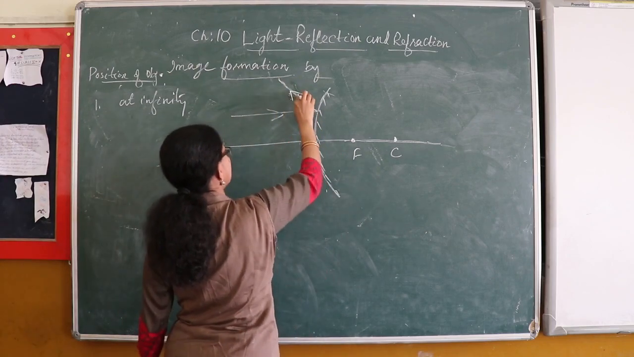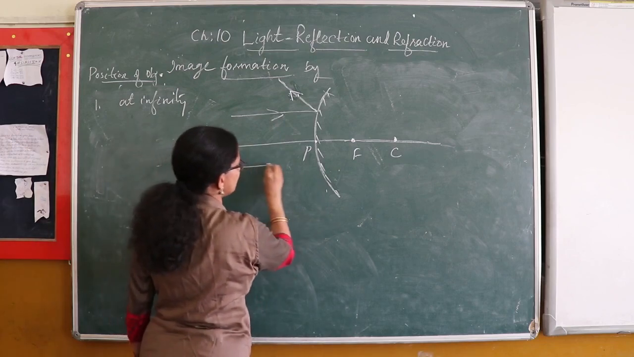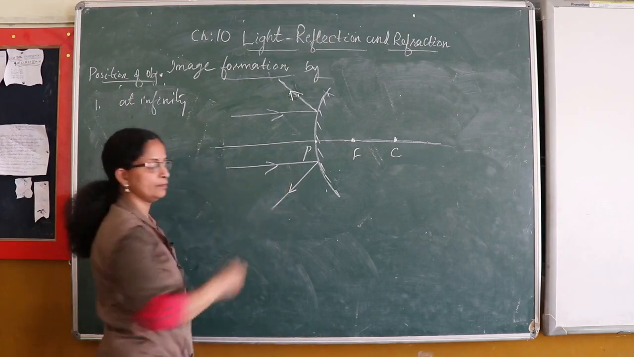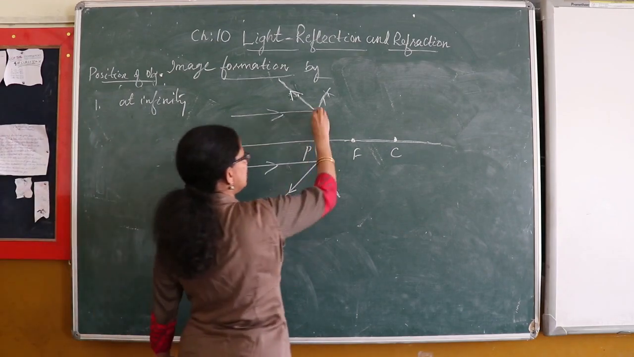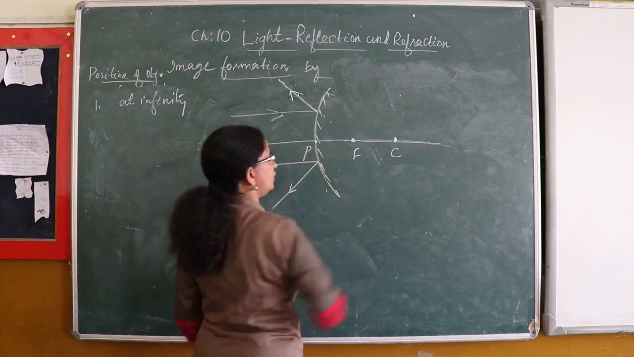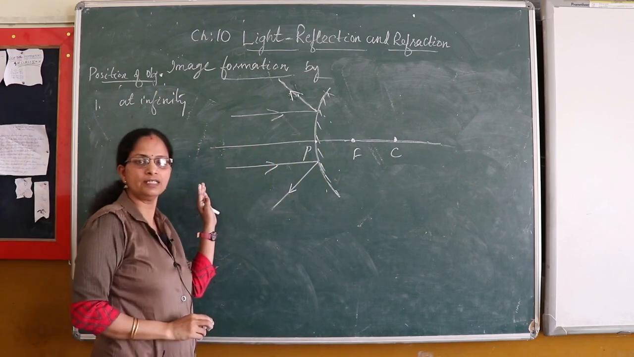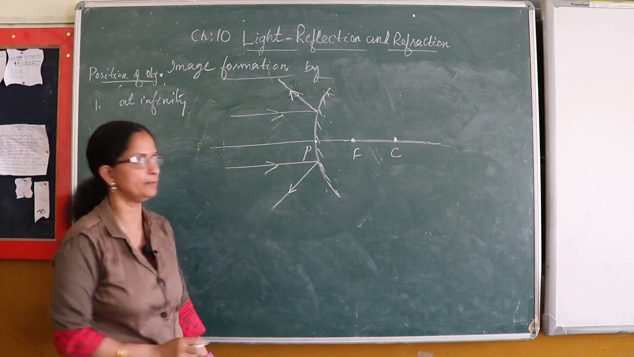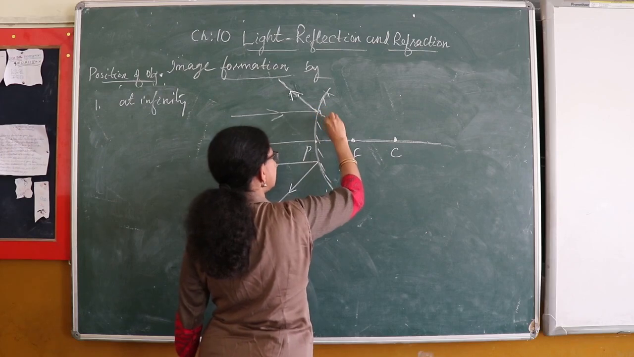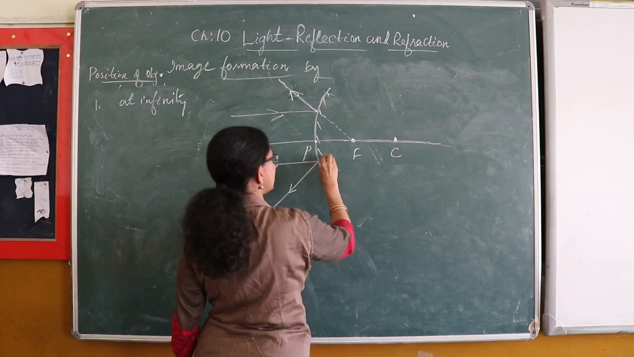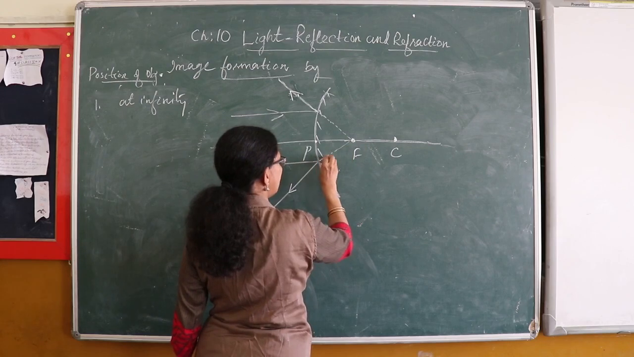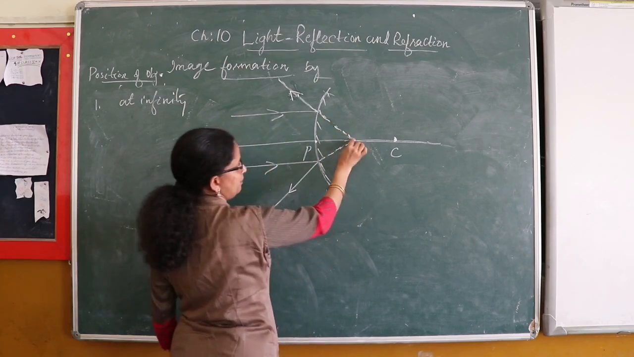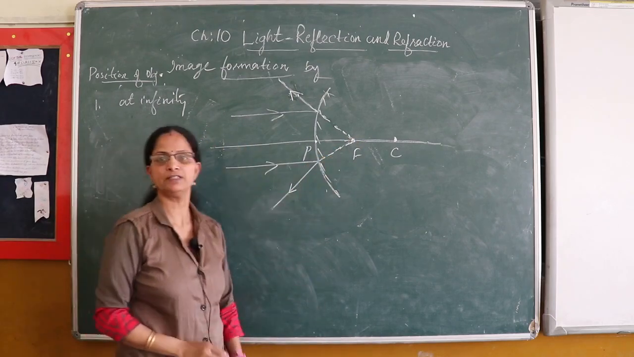After reflection it diverges. So here also another parallel ray strikes and gets reflected back. And when we extend back, now when the object is at infinity, we see that the object's image is formed inside the mirror as a very point-sized image. So we can understand how this image is formed by extending the reflected rays. When we extend back these reflected rays, we can see they appear to come from a point that is known as the principal focus.